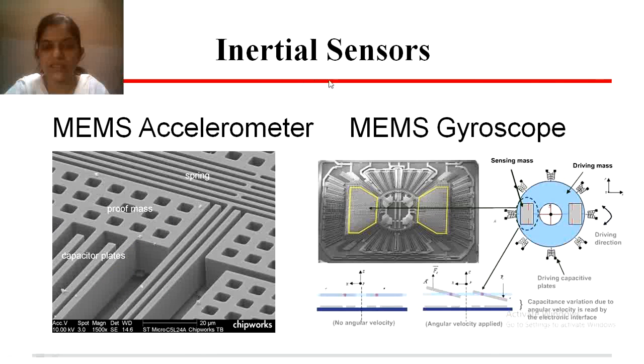Then inertial sensors. A MEMS accelerometer is shown here, with capacitor plates, mass, and springs. And the MEMS gyroscope is also one of the most important components when we are going to judge the variation due to angular velocity. For that, MEMS gyroscopes are very important. For example, when an aeroplane takes off and lands, the angular movement of the front wheel is judged by the MEMS gyroscope.